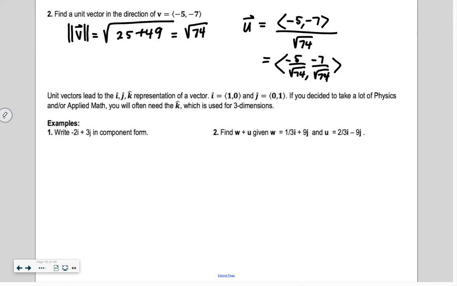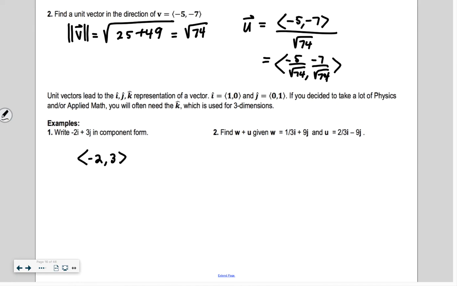So if I have negative 2i plus 3j, and I ask you to write it in component form, all we do is negative 2, 3. Can you handle that? It's not hard. What this means geometrically is we go over 2 and up 3. So we made our i component in the negative direction 2 units long, and we made the j component 3 units long, and we got this in the end. This is not anything that's hard.